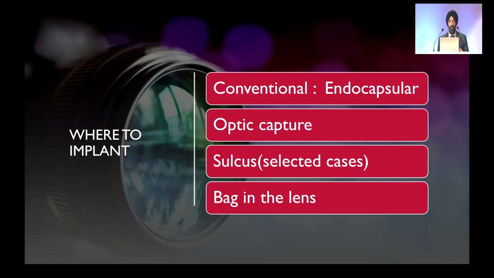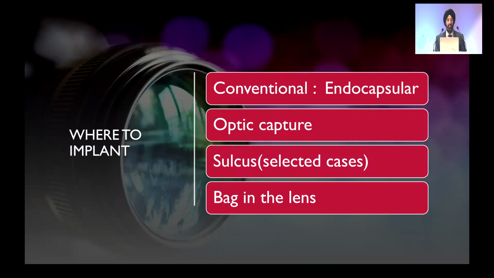So where to implant the IOL? Conventionally, what do we do? As has been shown very nicely in the videos, it's endocapsular implantation. You would basically try and implant the IOL in the bag. That's the place we've been used to, and that's been described in literature and well studied over the years. The other thing which has come up recently is the optic capture.